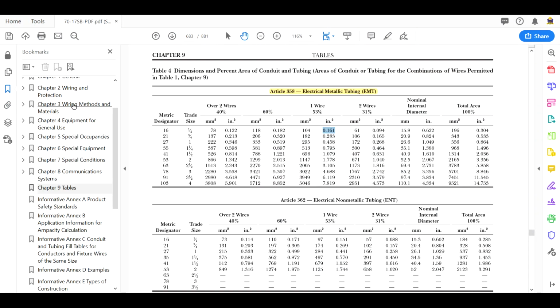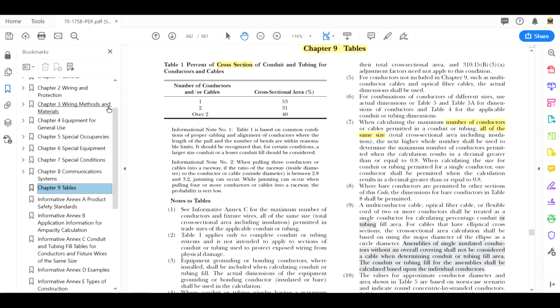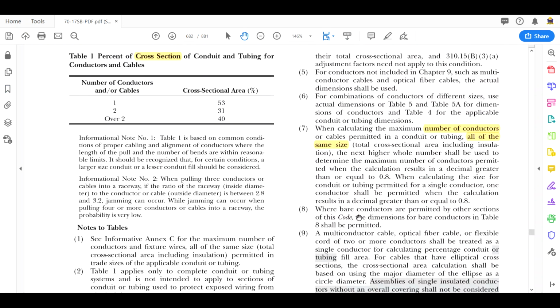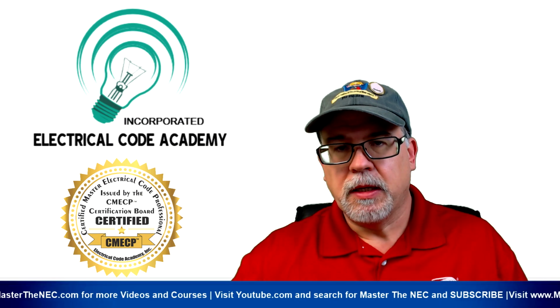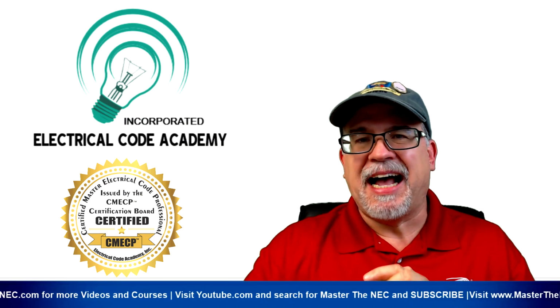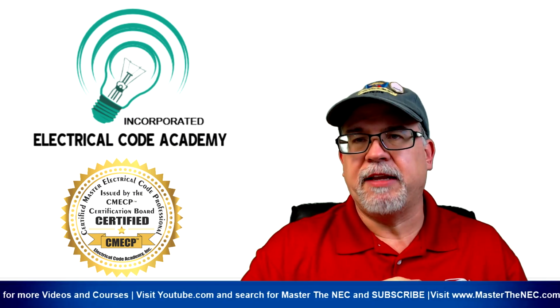All right, so now let's go back up here and finish out Note 9. Note 9 goes on to say that assemblies of single insulated conductors without any overall covering shall not be considered a cable when determining conduit or tubing fill area. What does that mean? Well, that's significant because there are many people that get in a bind out in the field. Let me give you a great scenario.